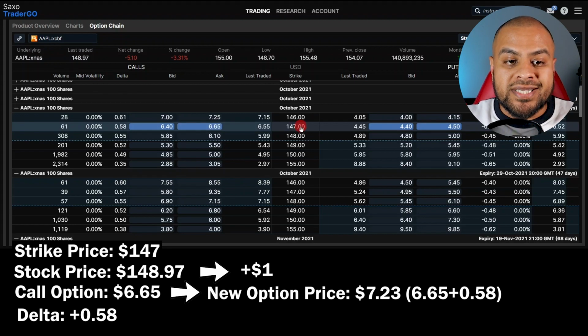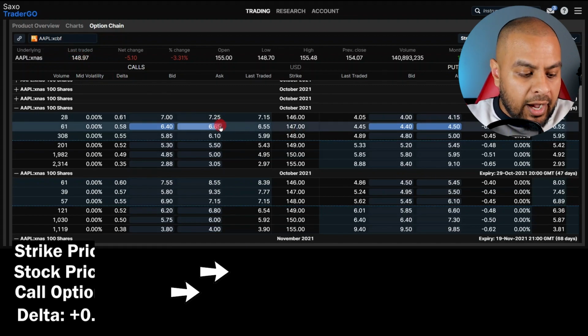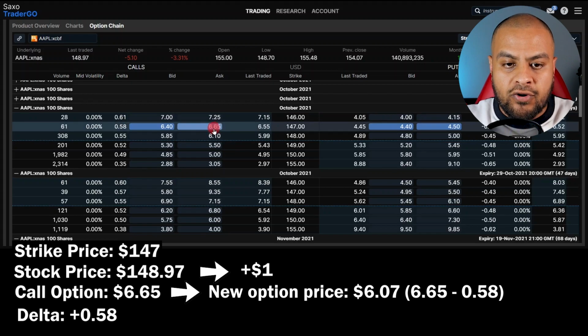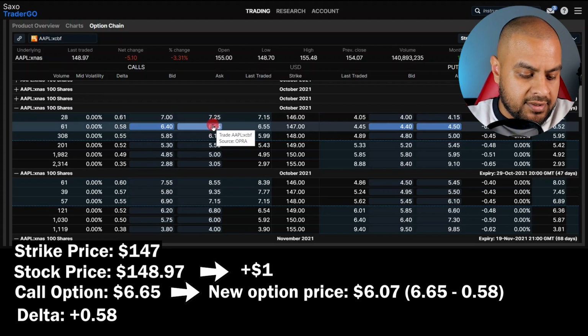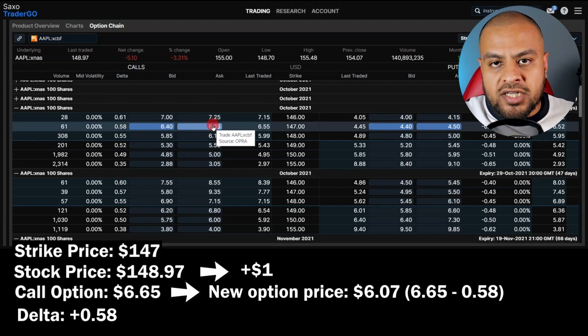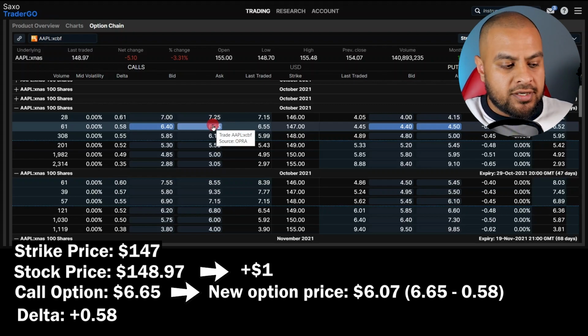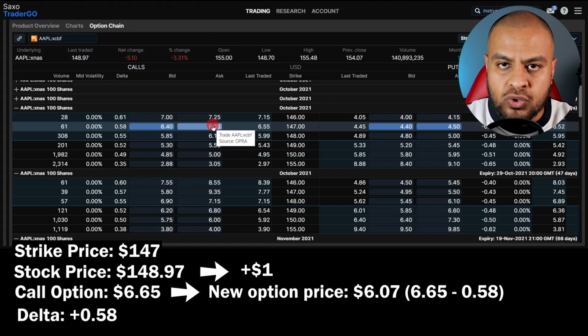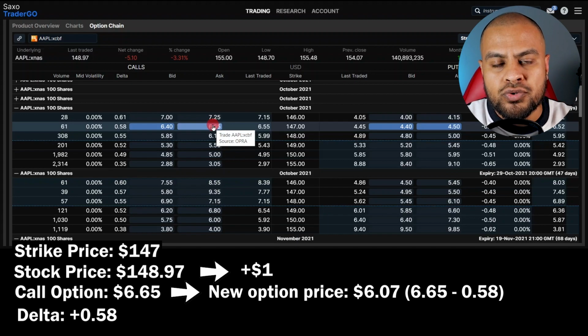Now, if the stock decreases by $1 to $147.97, so the stock price is decreased by $1, then that option price will now be $6.07 because we've minus the delta from the option price. One thing to be aware, the delta always changes because the market's always changing. Options can be very, very confusing, but just be aware, as long as you're not shorting, the maximum you can lose is your premium. So it's a good way to manage your risk and good way to make steady profits.